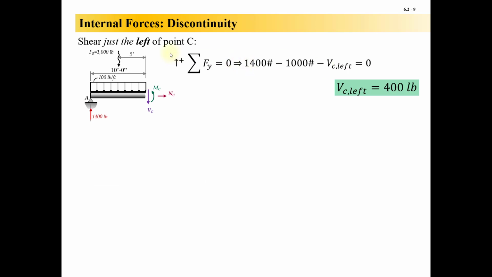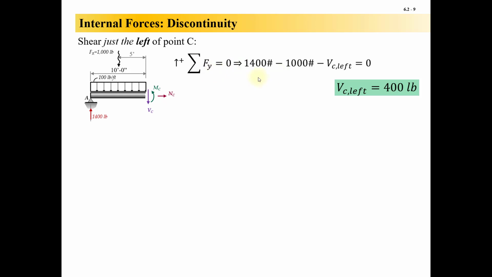To illustrate this point, let's take a free body diagram cut just to the left of point C. So I'm keeping the part that I'm keeping, the 100 pounds per foot load acting over 10 feet, which gives me a resultant of 1,000 pounds. The 1,400 pound upward reaction, that's still there. And then here are my internal forces that are happening, a shear pointing down, a moment counterclockwise, a normal force pointing away, which for this beam would be 0.